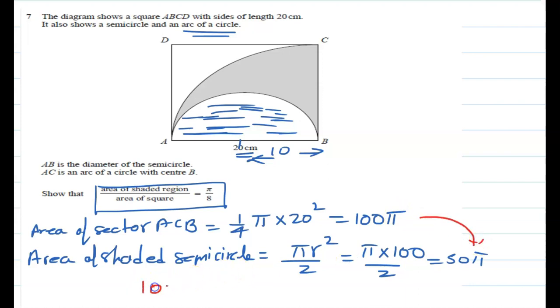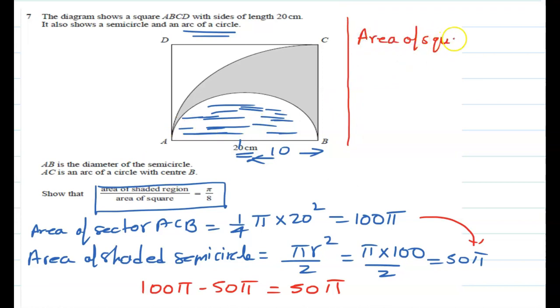So 100 pi take away 50 pi, that is the area of the shaded region, that is 50 pi. Now, what is the area of a square? Side times side. So the area of a square is 20 times 20, that is 400 centimeter square. Now what they have written is the area of the shaded region divided by the area of the square.